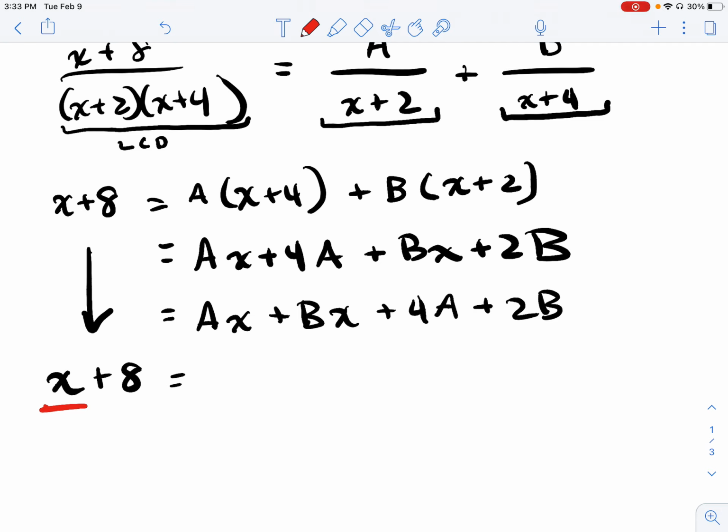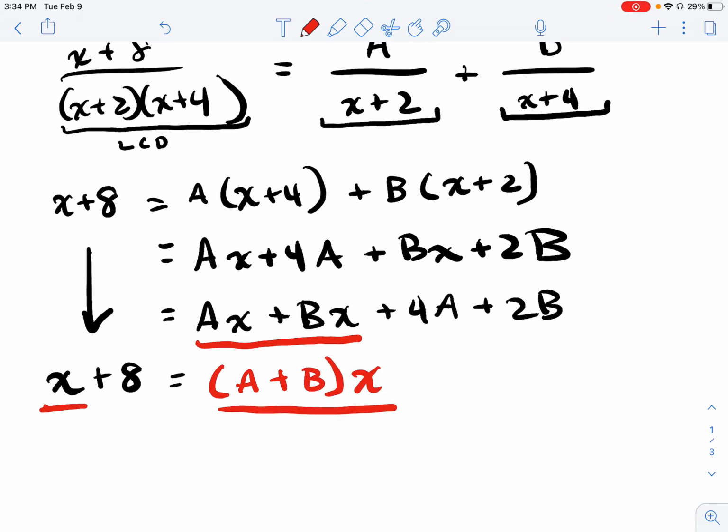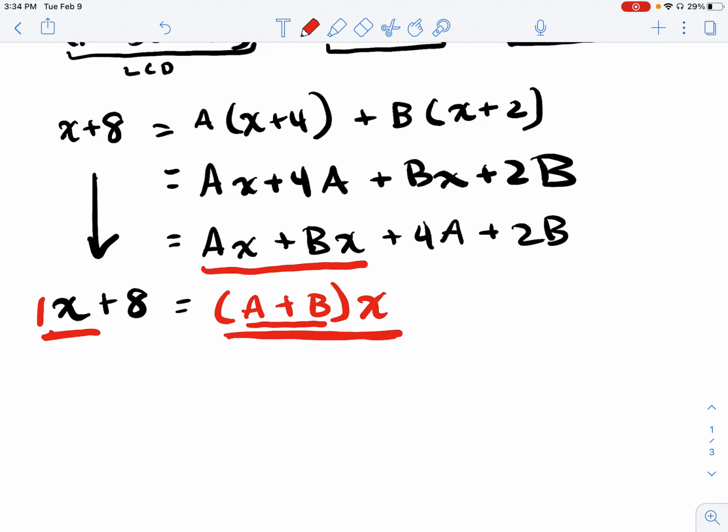In order for these two equations to be equal, it means that this ax plus bx, the sum of those terms, has to be equal to x. So I can group together these terms, factor out that x, and write this as a plus b times x. And again, in order for these equations to be equal, this term here must be equal to x, which means this coefficient, a plus b, must be equal to the coefficient of x here, which is 1.